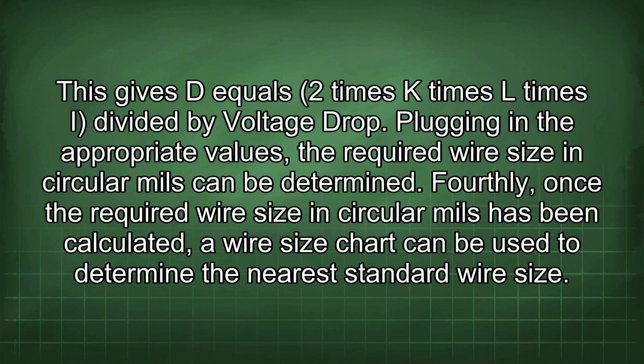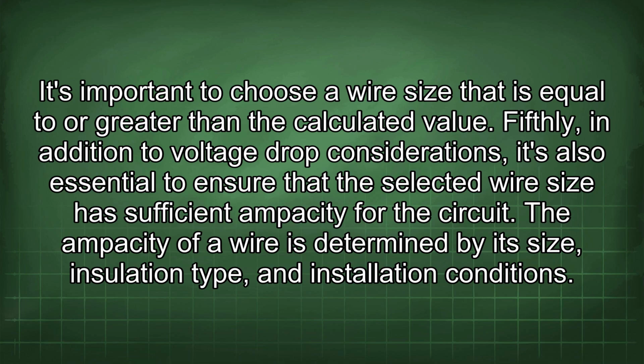Fourthly, once the required wire size in circular mils has been calculated, a wire size chart can be used to determine the nearest standard wire size. It's important to choose a wire size that is equal to or greater than the calculated value. Fifthly, in addition to voltage drop considerations, it's also essential to ensure that the selected wire size has sufficient ampacity for the circuit.